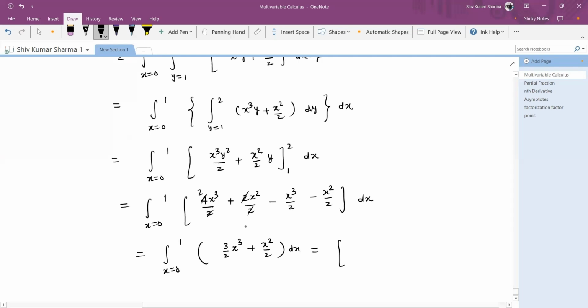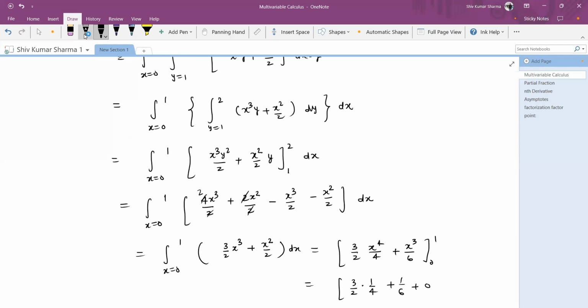Now we integrate this with respect to x. So x cube integration is x to the 4 upon 4. X square integration is x cube upon 3, 3 into 2, 6, limits 0 to 1. So we apply the limit. So 3 by 2 into, when we put 1, 1 by 4, plus here 1 by 6. And when we put 0, minus 0 and minus 0.